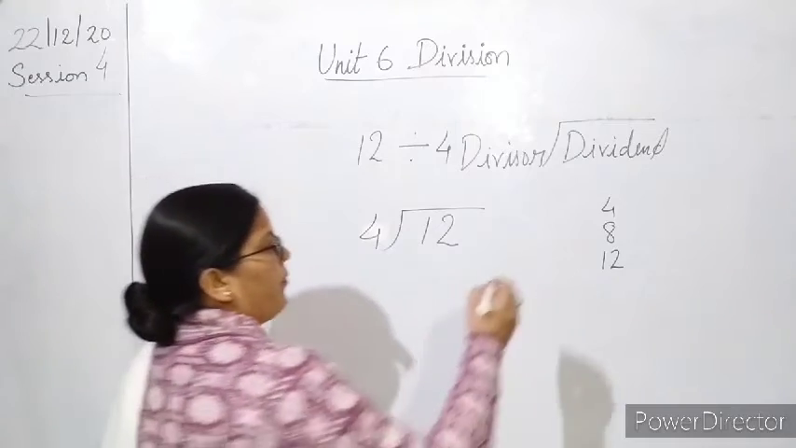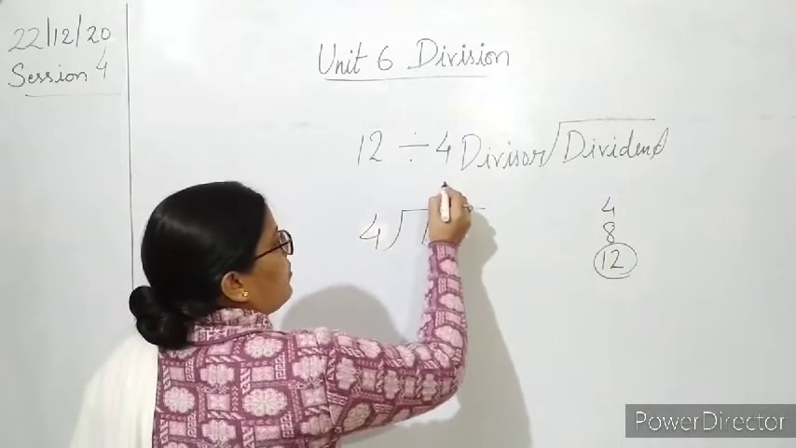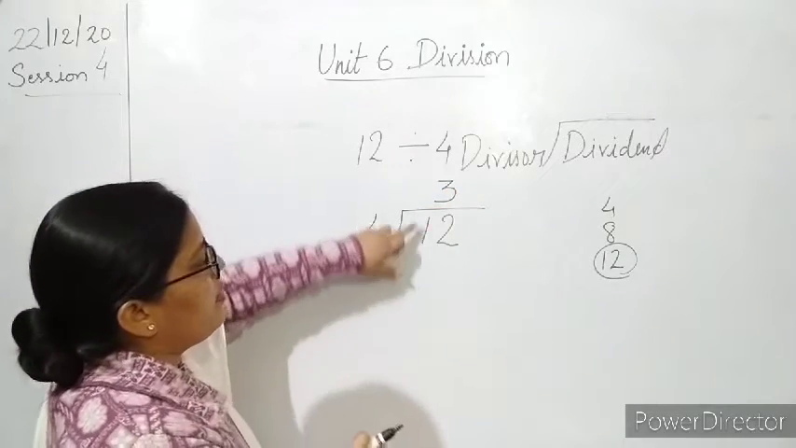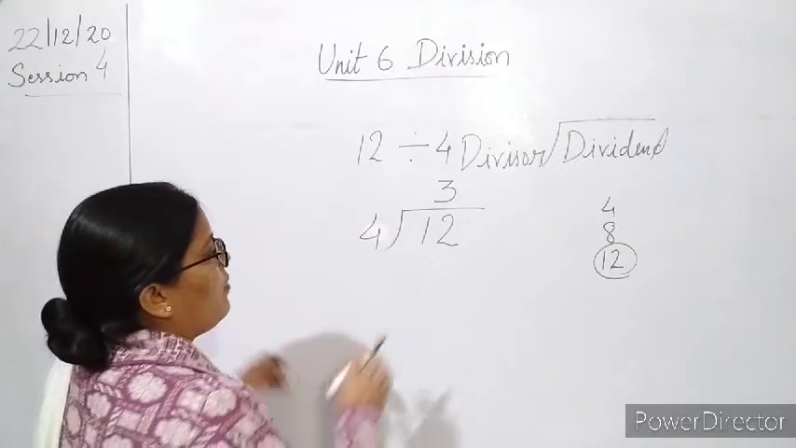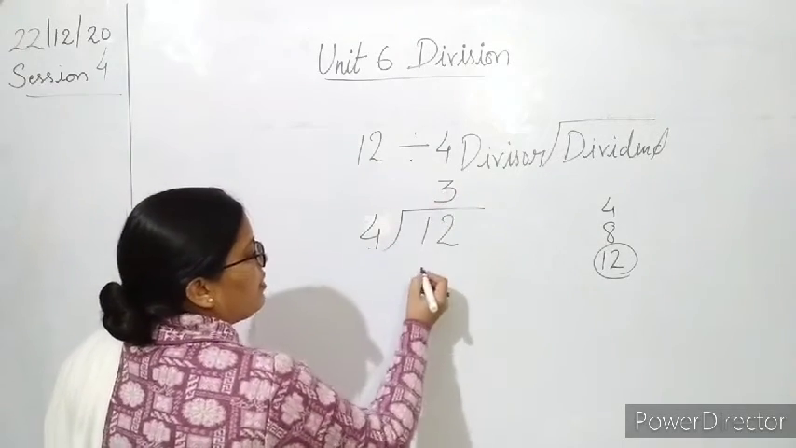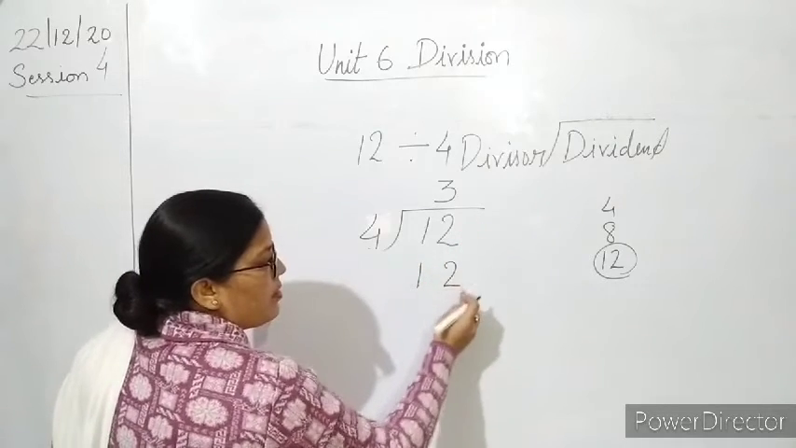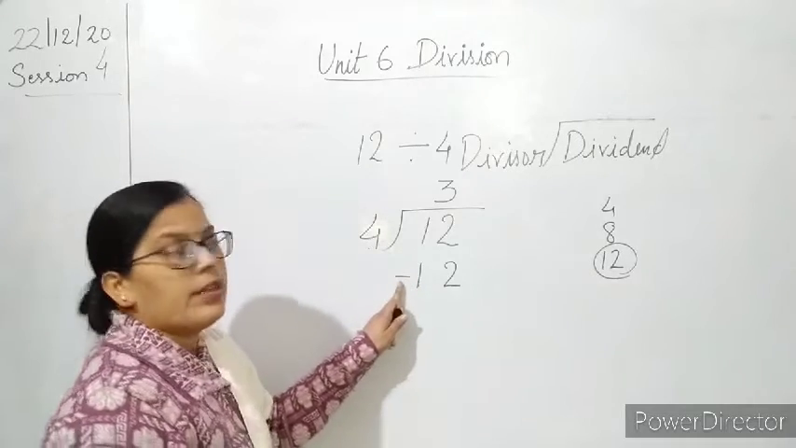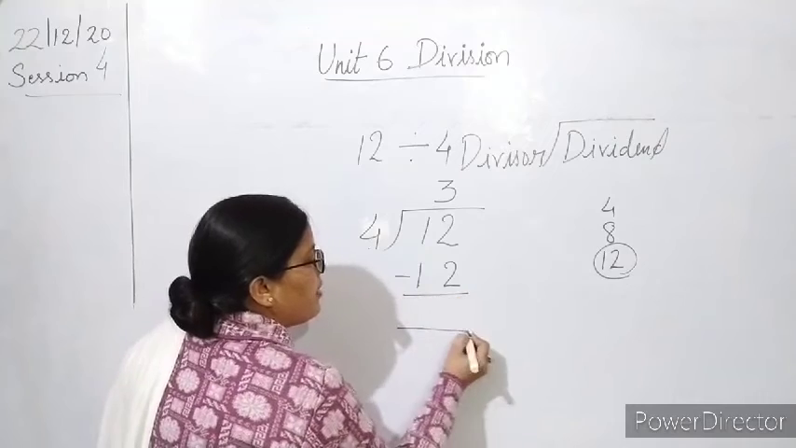So it is 3 times. Okay. So we'll write the quotient, that is the answer, above this line, above the dividend. And then 4 threes are 12, so we'll write 12 below this dividend and put the sign of subtraction, that is minus. And then we'll subtract these numbers.